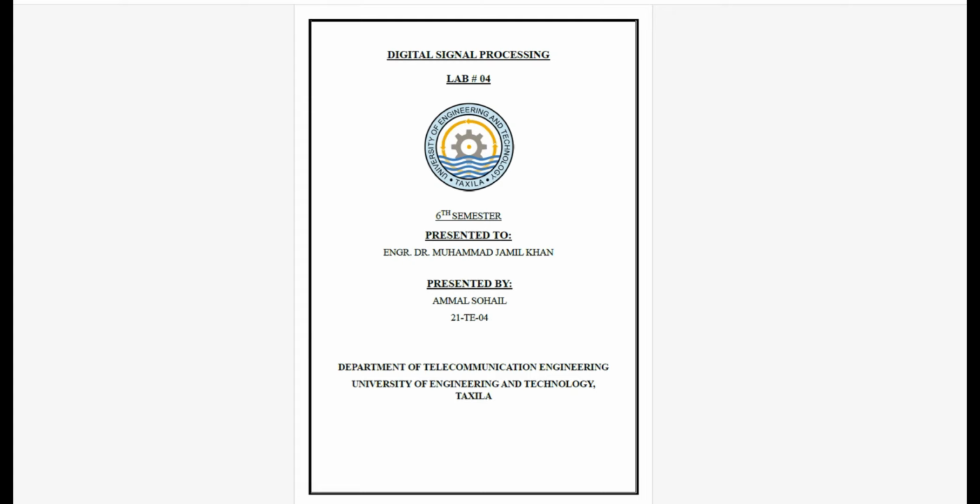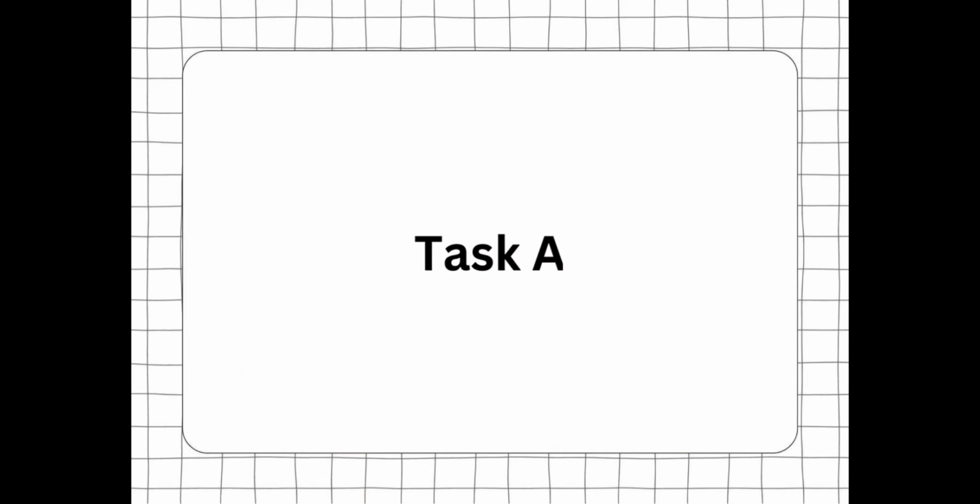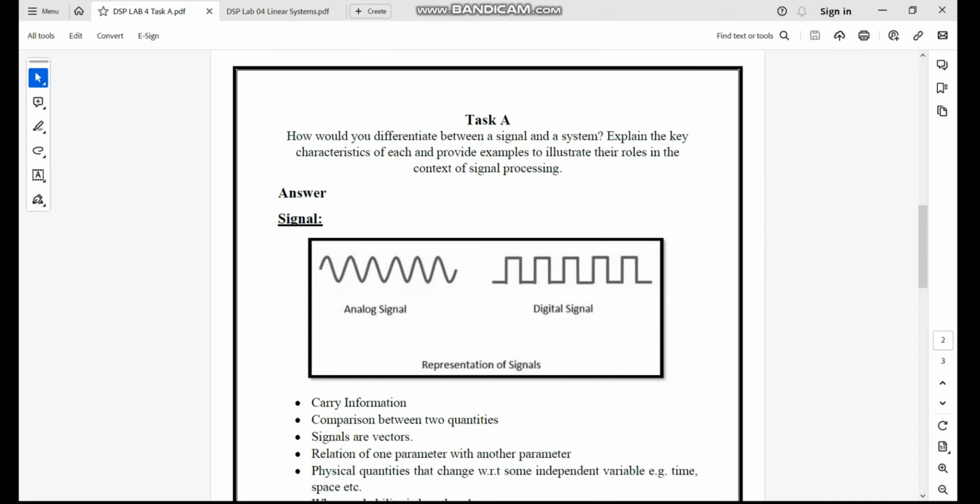Today I'm going to implement Lab 4 of Digital Signal Processing, which is about linear time invariant systems. The objective of this lab is to analyze discrete time linear time invariant systems. Task A of the lab is: how would you differentiate between a signal and a system? Explain the key characteristics of each and provide examples to illustrate their roles in the context of signal processing.